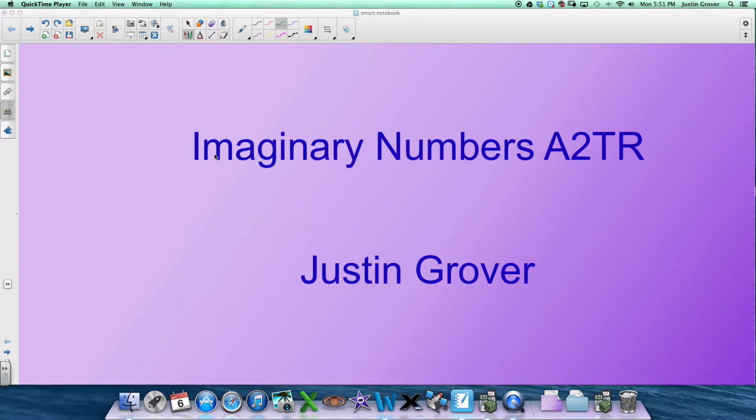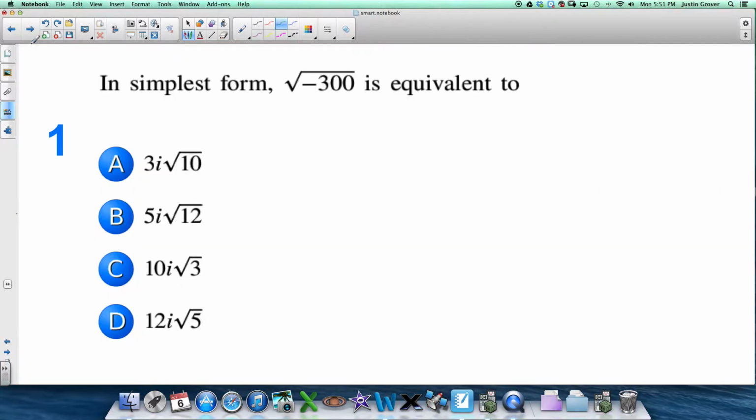Imaginary numbers, Algebra 2, Trigonometry. In simplest form, the square root of negative 300 is equivalent to what? So this is the square root of a negative number, and right there that should throw a red flag up because you can't do that really, at least not until today.